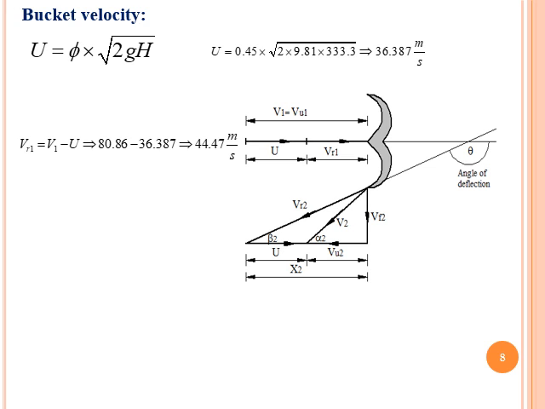So now VR1 is equals to V1 minus U. So now we know the value of V1 as well as value of U. So that means now the value of VR1, relative velocity at inlet, is equals to 44.47 meter per second. Now assume the VR1 is equals to VR2. That means there is no loss of relative velocity from the inlet to the exit. That is VR1 is equals to VR2.